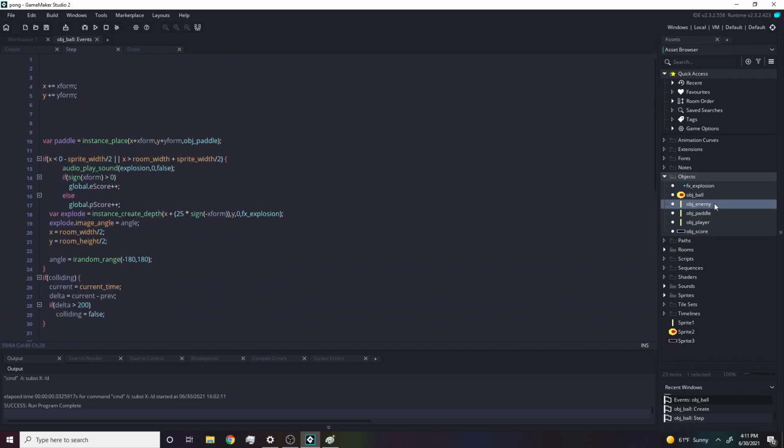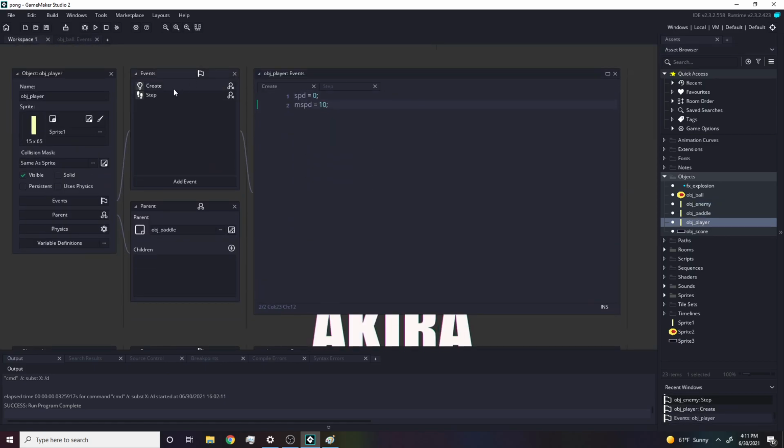And then for the enemy and player, I just check if I'm moving up or down, if I'm clicking the up or down key. And how this little bit works is I'm taking the speed. So our speed is 10 pixels per frame.